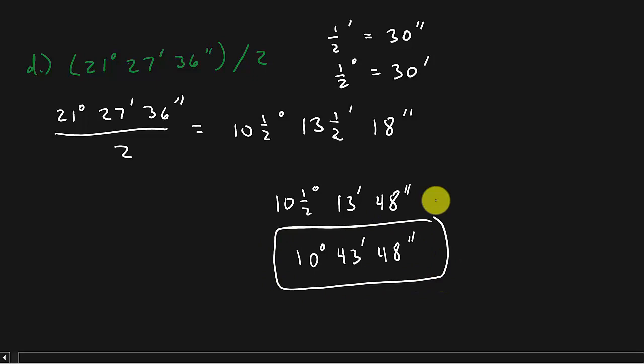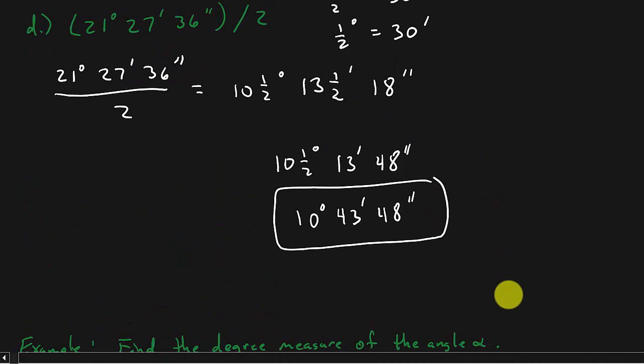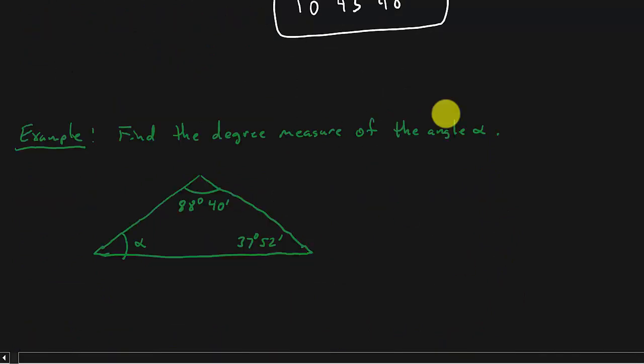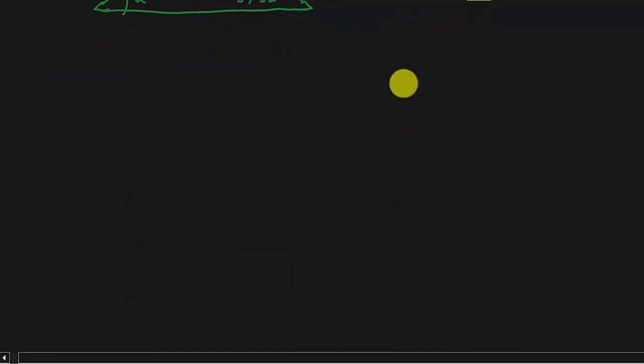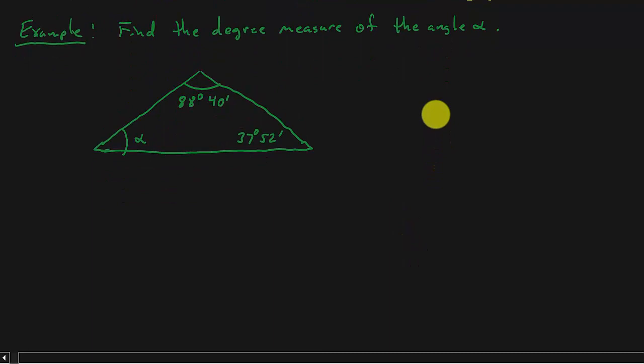Okay. All right, let's see. Yeah, we got one more. All right, so hope everybody's good with this so far. Okay. All right, so let's look at this. This is the last example. Okay. Find the degree measure of angle alpha. All right, so we can do that.